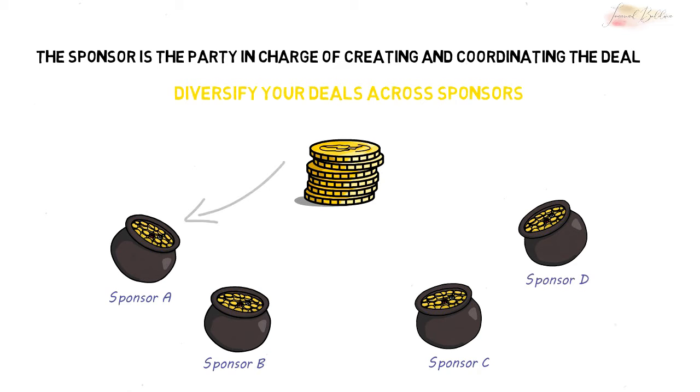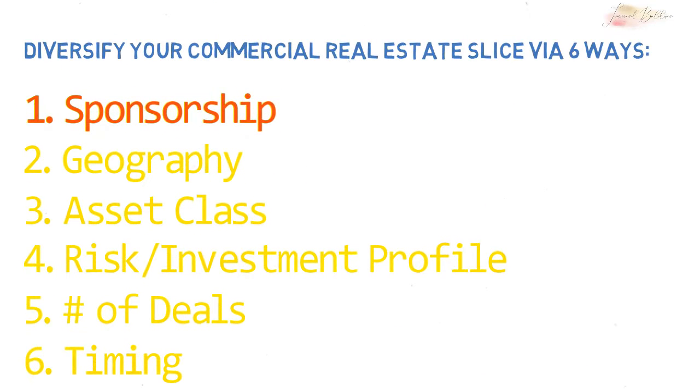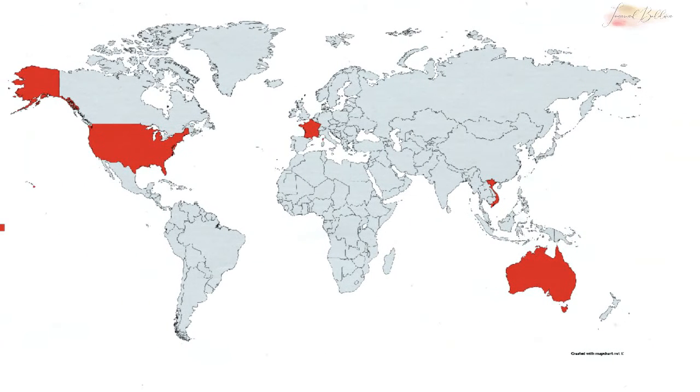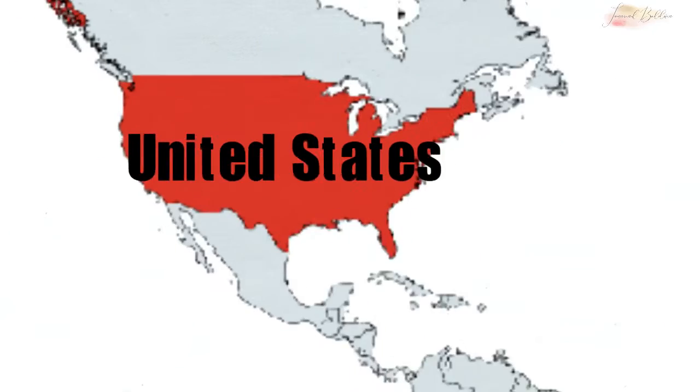Number 2, let's diversify by geography. You can think in the context of the whole world in diversifying your commercial real estate over multiple countries like Vietnam, Australia, France, United States, or you can really dig down into, let's say, the United States. So specifically digging down into the United States, you can diversify into 10 different states, for instance.